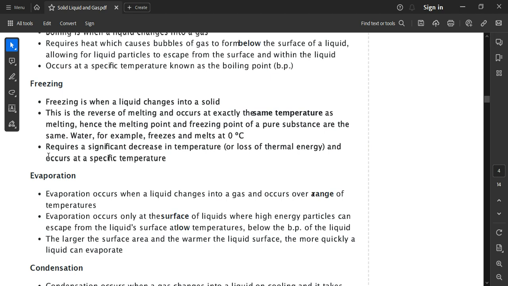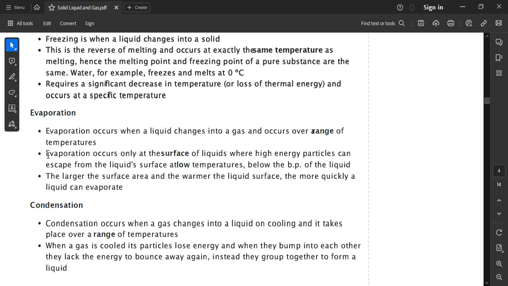Freezing. Freezing is when a liquid changes into a solid. This is the reverse of melting and occurs exactly at the same temperature as the melting. Hence, the melting point and the freezing point of a pure substance are the same. Water, for example, freezes and melts at 0 degrees Celsius. Freezing requires a significant decrease in temperature or loss of thermal energy and occurs at a specific temperature.